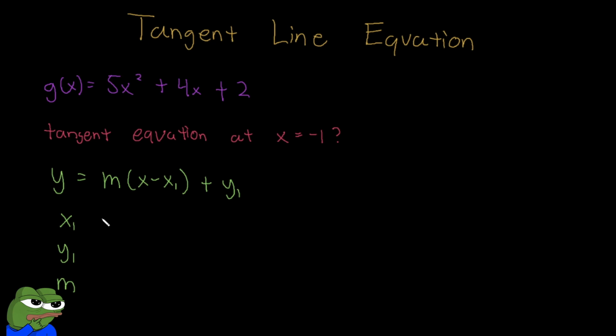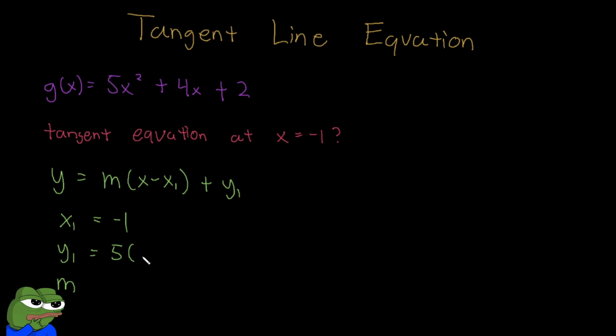Our x1 is actually already given to us. Our x1 is just negative 1. It's this one. That's one part done. Our y1 is a little more complex. So our y1 is found by substituting our x, this x, into our original function over here. So let's try doing that now.